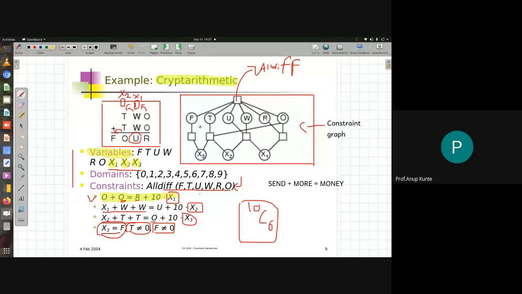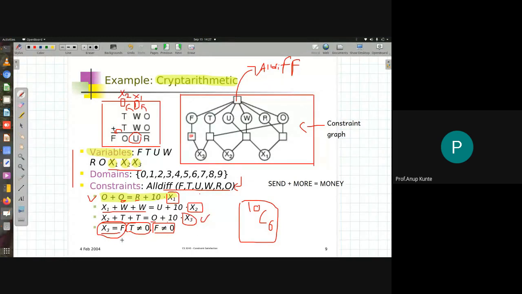So this is the equality constraint, which checks equality of the value I assign to x3 and the value I assign to f. Okay, next is this one, which has four variables participating in it. So it is t, o, x2 and x3, and x2, t, o and x3. So this is the constraint that we are referring to.